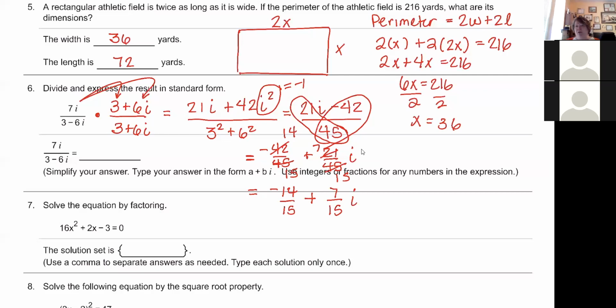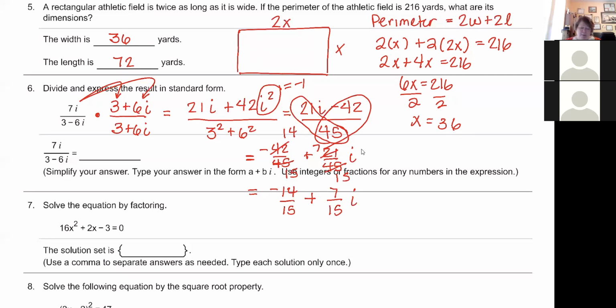And to simplify those two fractions, I divided out a 3 from the numerator and denominator. So 42 divided by 3 is 14. 45 divided by 3 is 15. So -42 45ths is the same as -14 15ths. 21 over 45, I can divide numerator and denominator by a 3. I could cancel a 3. 21 divided by 3 is 7. 45 divided by 3 is 15.